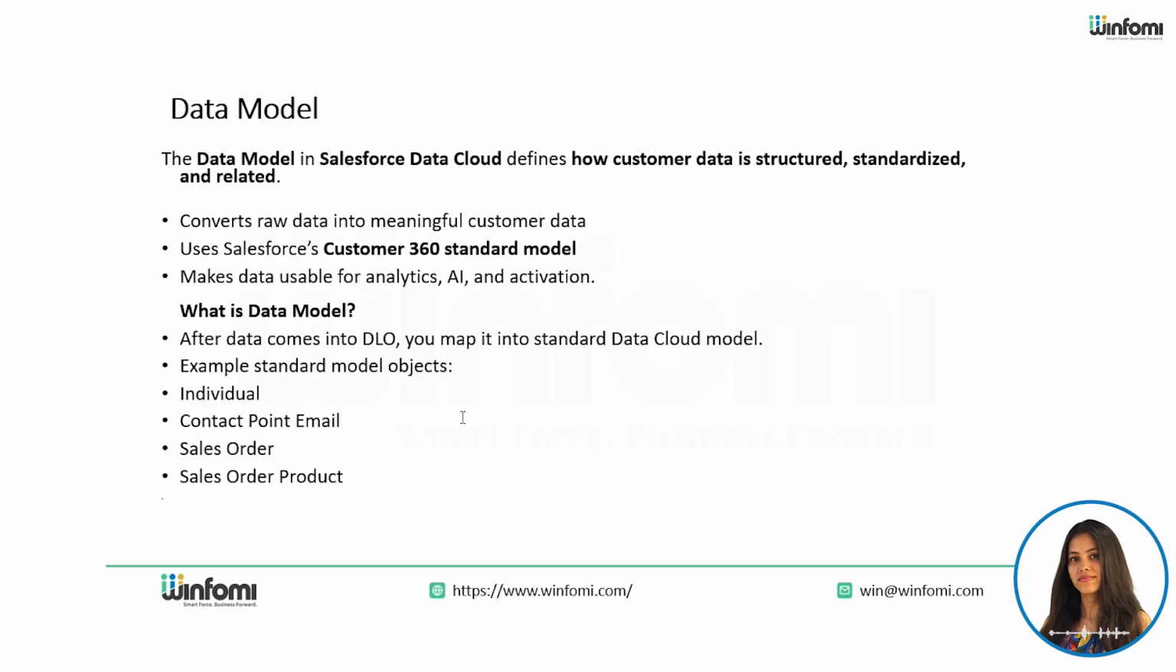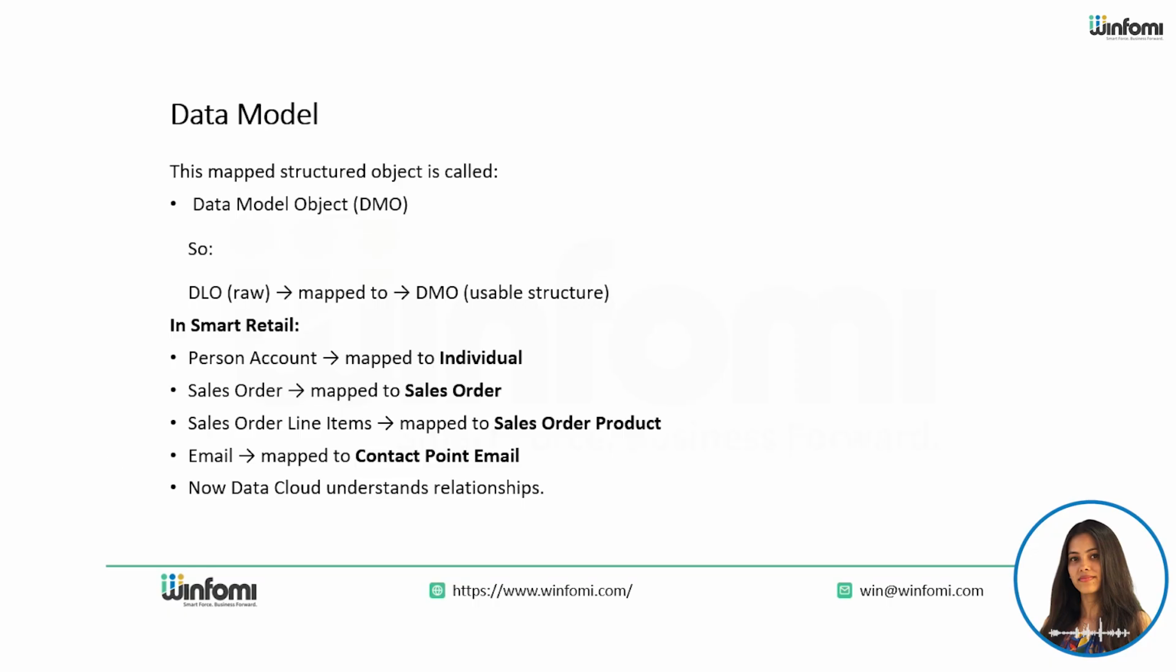So data model in Salesforce Data Cloud identifies how customer data is structured, standardized, and related. It converts raw data into meaningful customer data, uses the Salesforce Customer 360 standard model, and makes data usable for analytics, AI, and activation. So after data comes into the DLO, you map it into the standard Data Cloud model. You have some standard model objects like individual, contact point email, and sales order product. The mapped structured object is called a data model object. So the DLO is raw, and once it is mapped to a DMO, it becomes a usable structure.